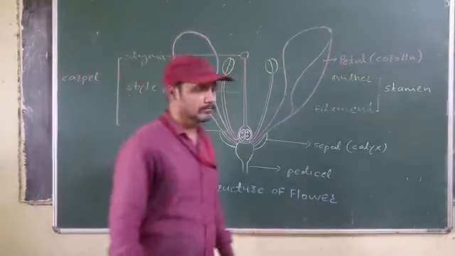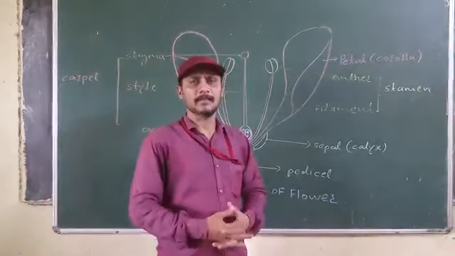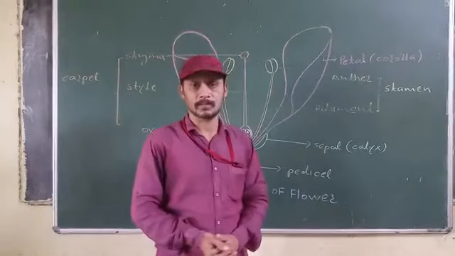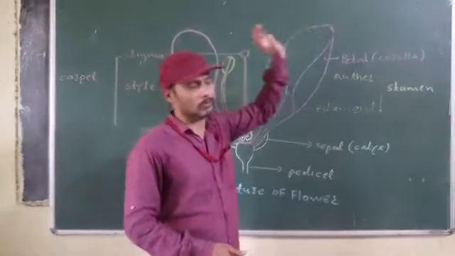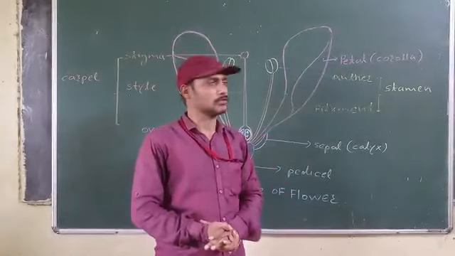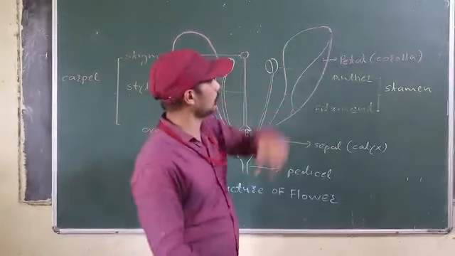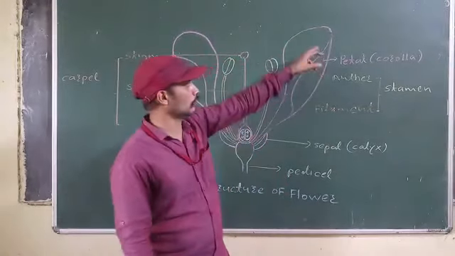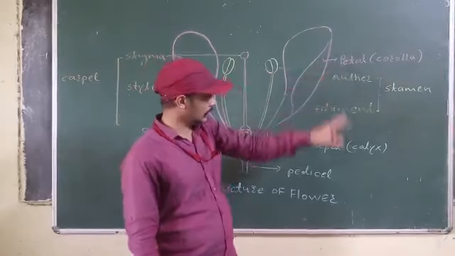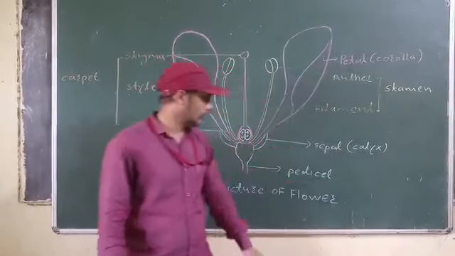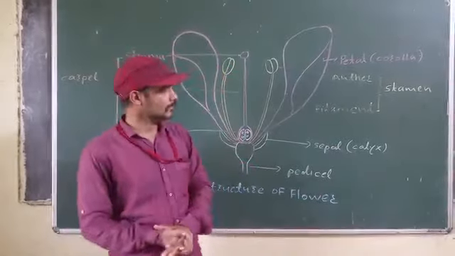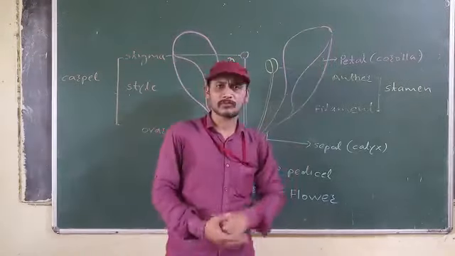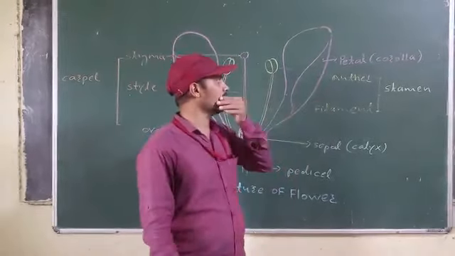There are three non-essential floral whorls, and these also help the process of sexual reproduction. The first one is the petal, the second one is the sepal, and the third one is the pedicel. We are going to understand the first part, that is the petal.